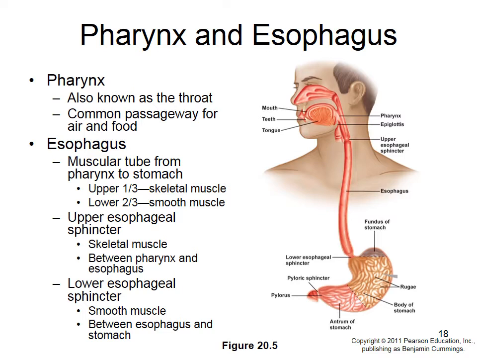Okay. You've got your upper esophageal sphincter, which is skeletal muscle, but you really don't consciously control it. It's part of the swallowing reflex to open it and then close it. Okay, and it prevents air from entering your GI tract when you're breathing. Okay, the lower esophageal sphincter is completely smooth muscle, no conscious control, and it separates your esophagus from your stomach, and it keeps the stomach acid in your stomach so that you don't damage your esophagus.